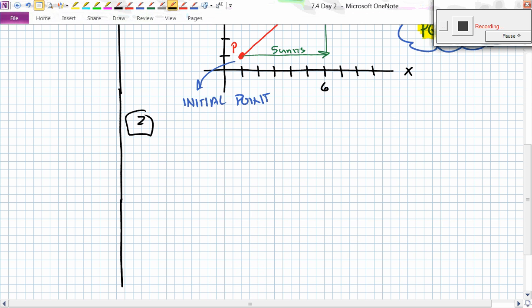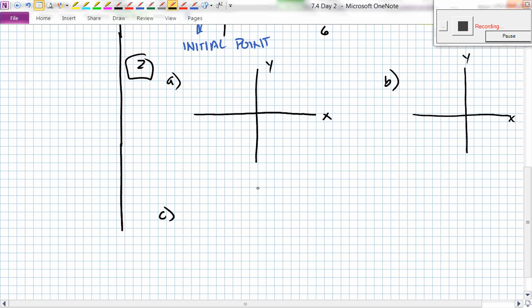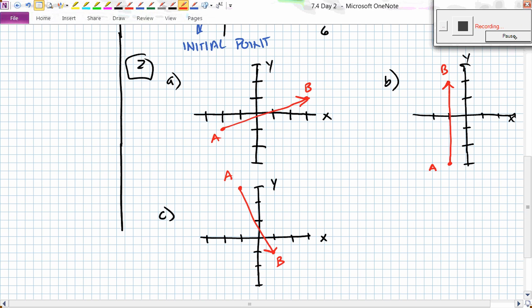Okay? So, give yourself 3 examples here. A, B, and C. Set up A, B, and C right now. And what we're going to do is draw a coordinate plane for each one. And let's say you have to go just 3 units in all directions, for x and y. 3 vectors here, 3 vectors, A, B, and C.